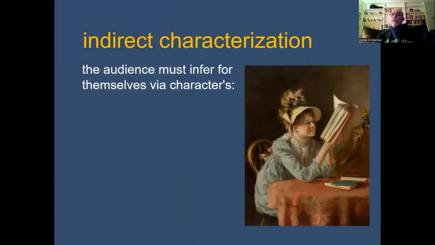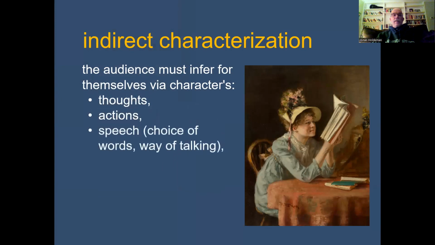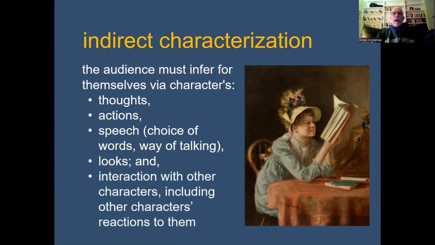All right, so indirect characterization. Here, the audience must infer for themselves things about the character via the character's thoughts, the character's actions, speech, so the choice of words, way of talking, looks, and other things that they might care about. Does a character wear makeup? Does a character care about how their hair looks? About getting the newest bonnet or hat or suit or pair of shoes or things of that nature? And then interaction with other characters, including other characters' reactions to them.